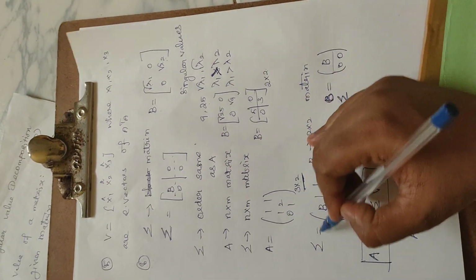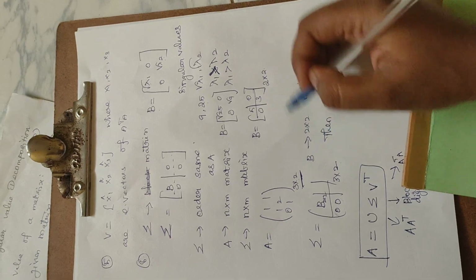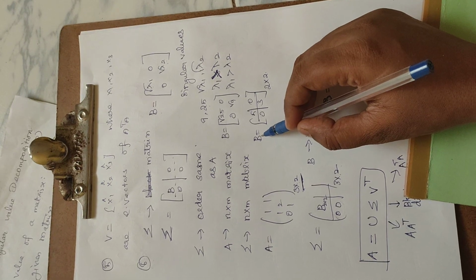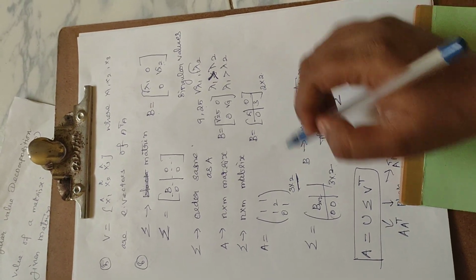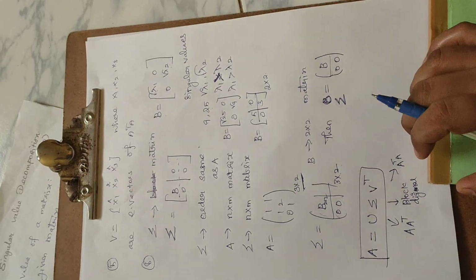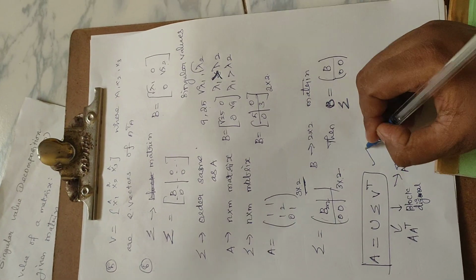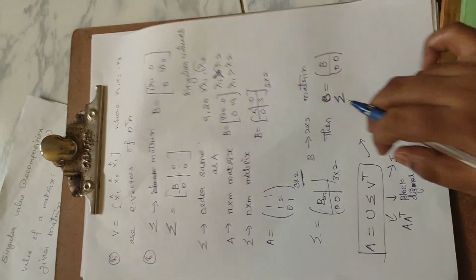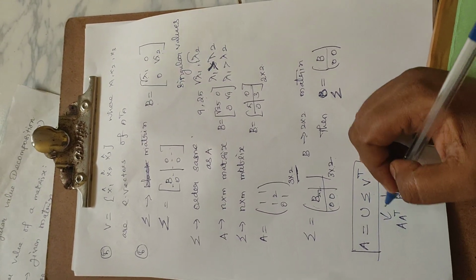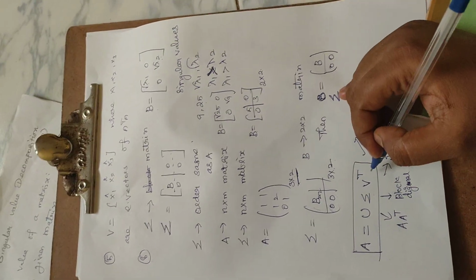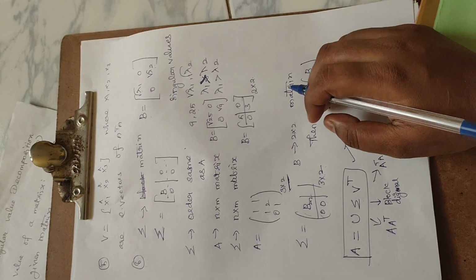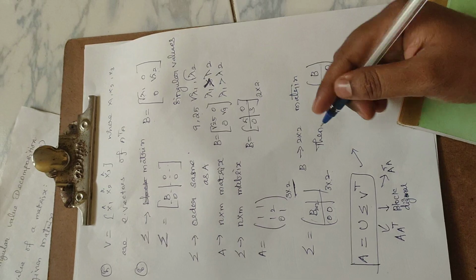Suppose A is 3 cross 2, then sigma is a 3 cross 2 matrix. Therefore, this 3 cross 2 matrix consists of a block diagonal entry, and the remaining entries will be 0. Now the decomposition is U sigma V transpose. U is the normalized eigenvector matrix of A transpose, sigma is the block diagonal matrix, and V transpose is the normalized eigenvector matrix for A transpose A. That's all.